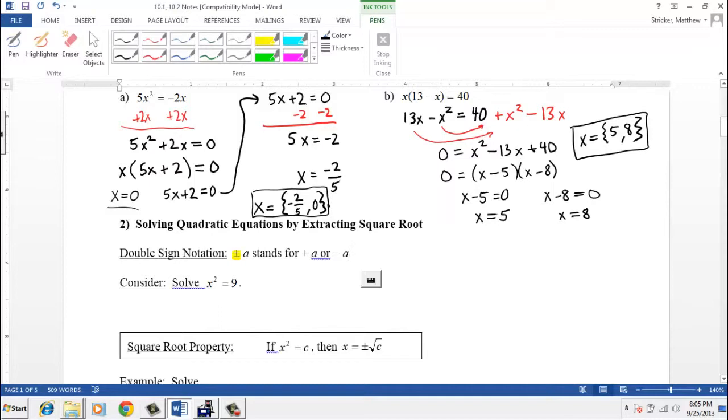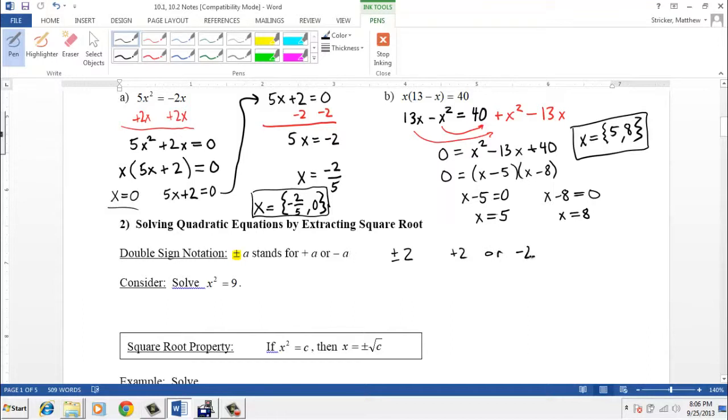Before we get into something like that though, let's look at the double sign notation. That's when we have this plus or minus in front of a number. What that really means is plus a and negative a is represented in that statement. So if I had something like plus or minus 2, that represents plus 2 or negative 2.